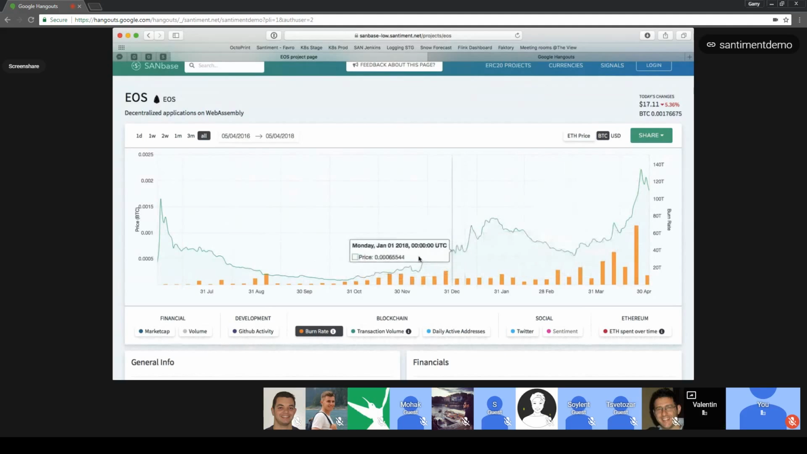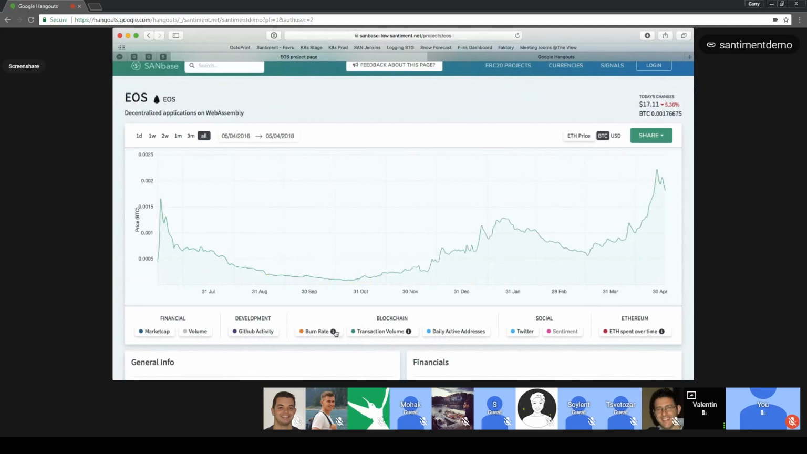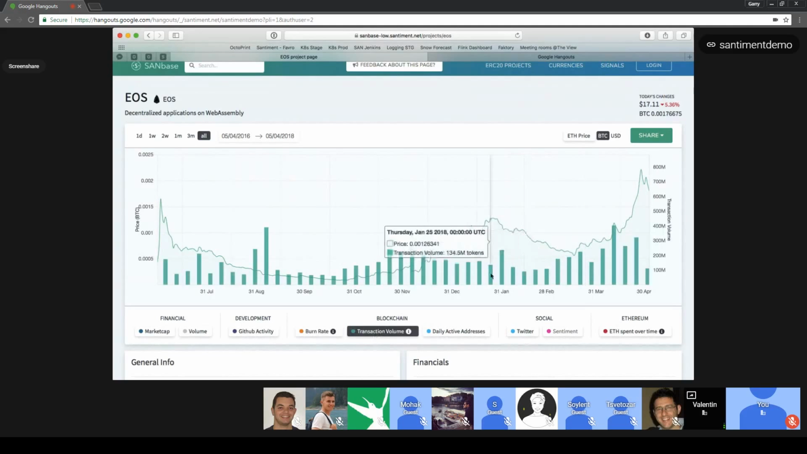So this might be interesting for doing some analysis that something is going on. Usually a spike in burn rate is also followed by a spike in transaction volume, although this is not always the case.